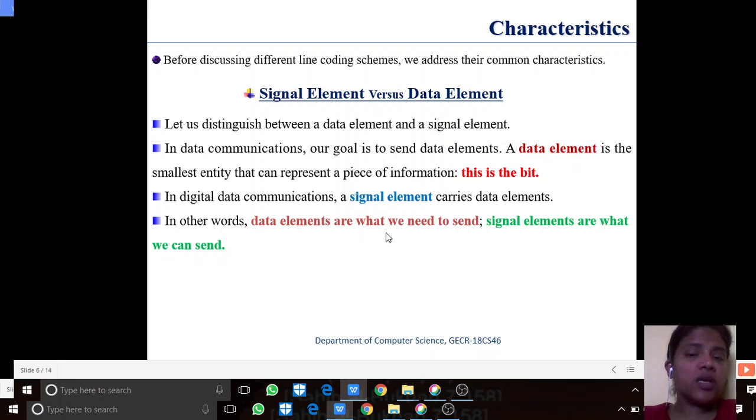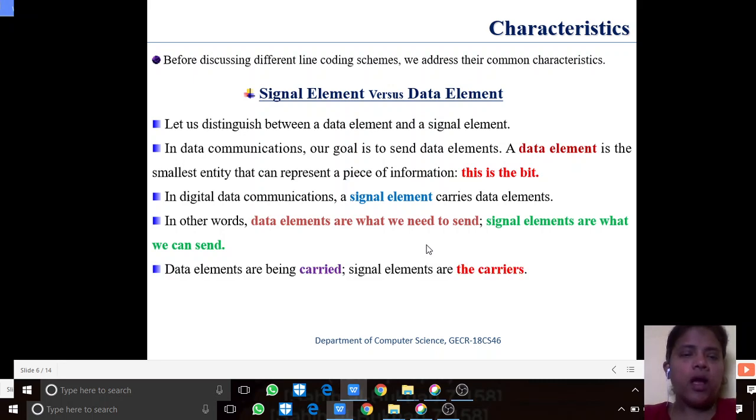Okay, data elements are what we need to send. This contrast difference you have to be very clear. Now, data elements are being carried. Yes, they are carried from one source to the destination. Signal elements are the carriers. The data elements are being carried by the signal elements.